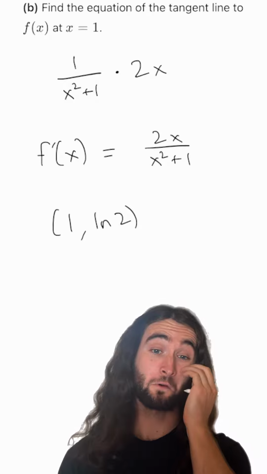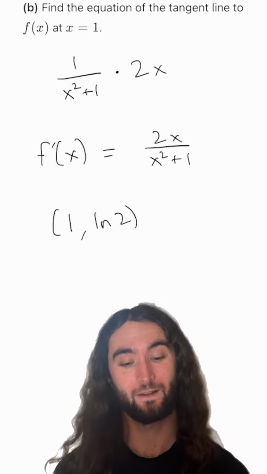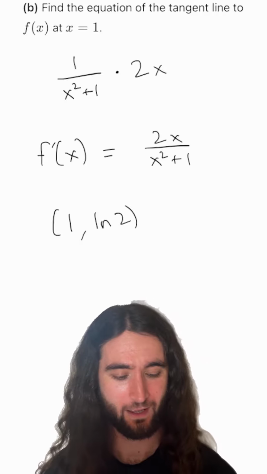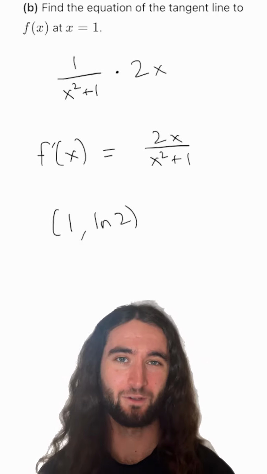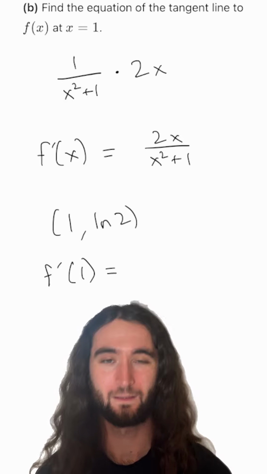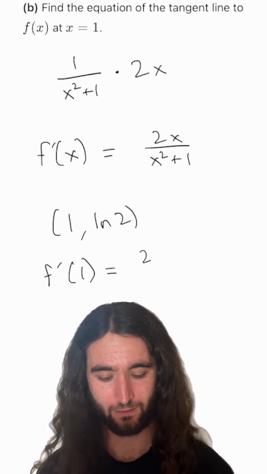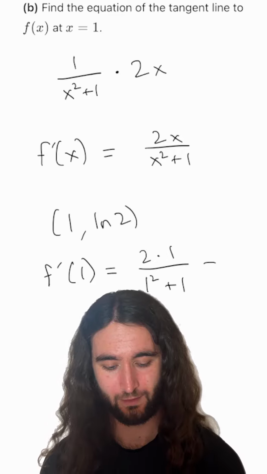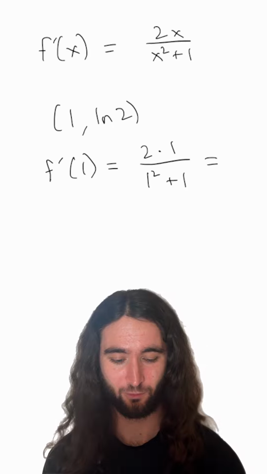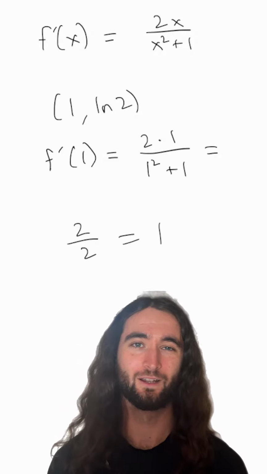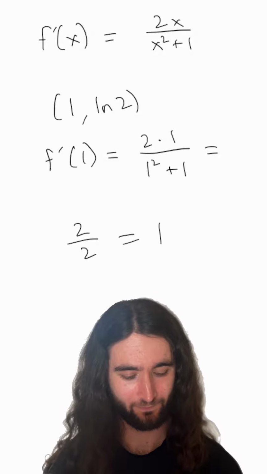All right, so we got both coordinates. Next, to find the whole equation of the tangent line, we also need the slope of the tangent line. And so that just means we need the derivative. We need to figure out f prime of 1. That's also pretty easy to figure out. That's 2 times 1 over 1 squared plus 1. It's easy because we already got the formula for the derivative. And looks to me like that's just 2 over 2. So that's just 1. So the slope of this line is 1.